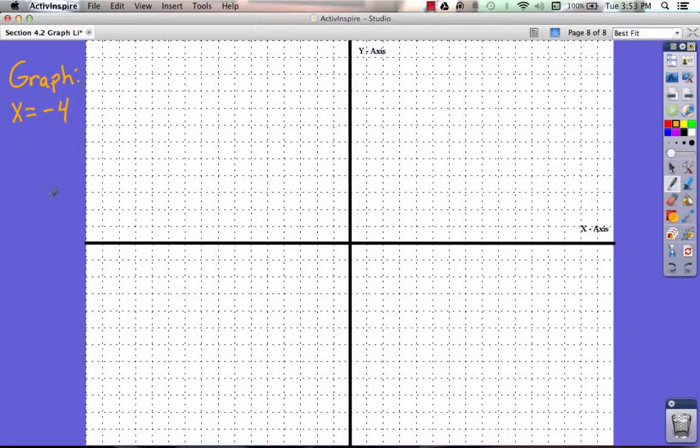Now we're going to look at graphing x equals negative 4. Again, this is just like the last problem we looked at. X equals negative 4, well, there's no y value. Where's it at? What that means is the y value is infinite. Means y can be anything. Y could be 0, y could be 1, y could be 2, y could be 3, y could be any number. It could be a million. But the x value is always negative 4.